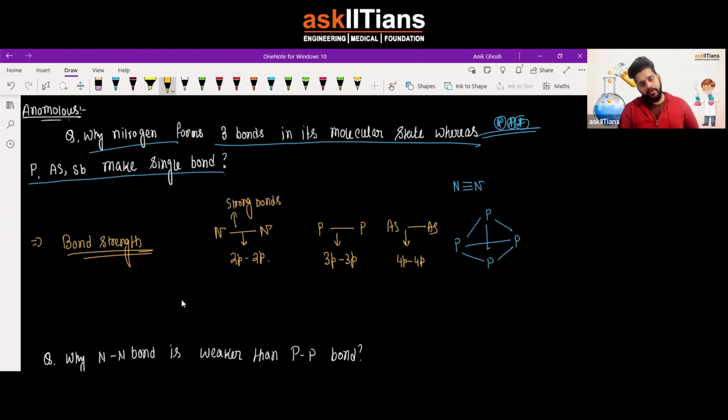bonds due to better overlapping. So as guys, nitrogen bonds are stronger due to better overlapping. That's why they go for second bond and third bond. Try to understand this point, guys.